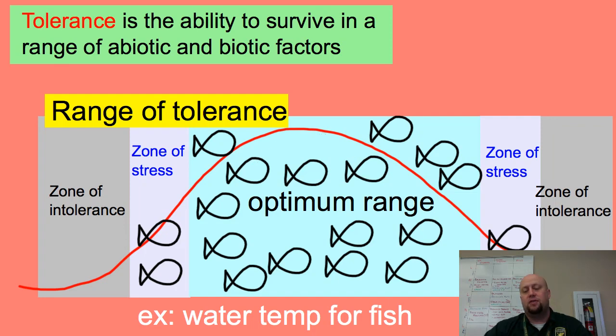You see the rapid drop off. The red line here in the graph is the population. And so it drops off if the temperature is too cold or if the temperature is too hot, basically if you're anywhere outside of that optimum range.